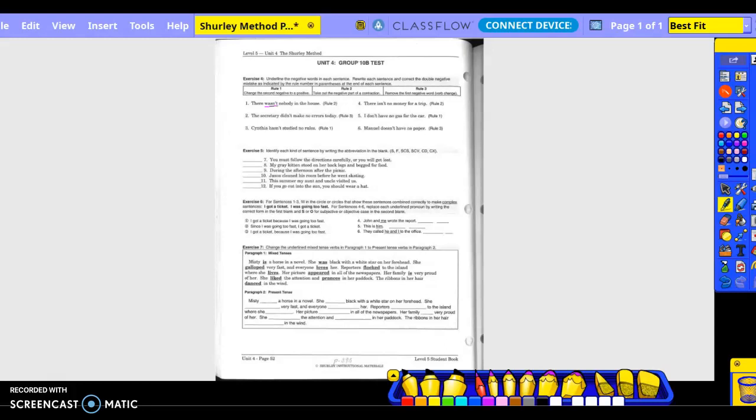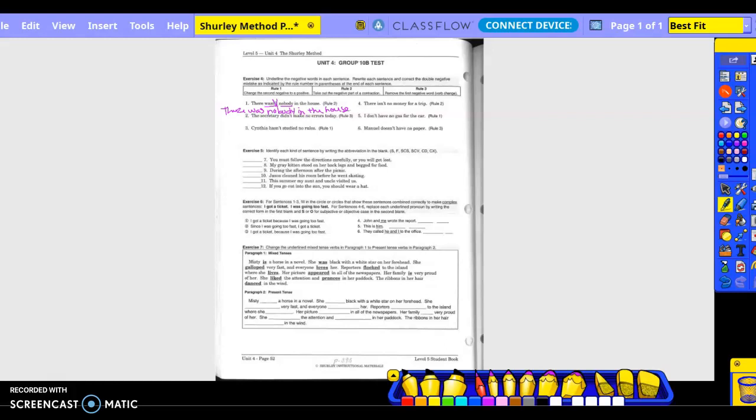So wasn't and nobody. And then we say rule 2, take out the negative part of the contraction. So we're going to get rid of the N'T, right? So I'm going to rewrite there was nobody in the house. And then don't forget my punctuation.